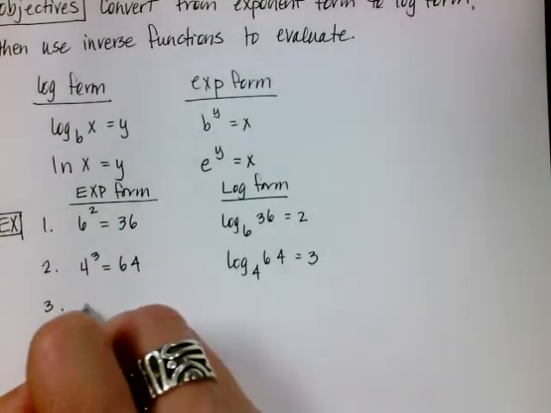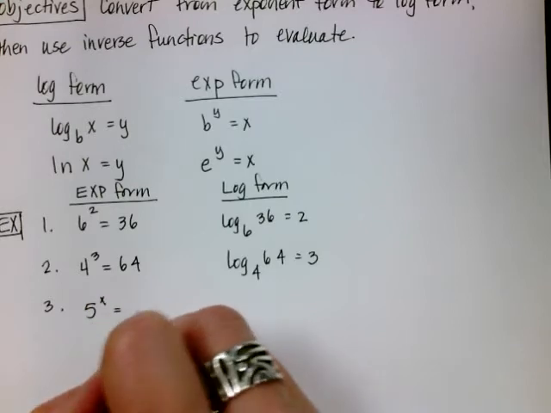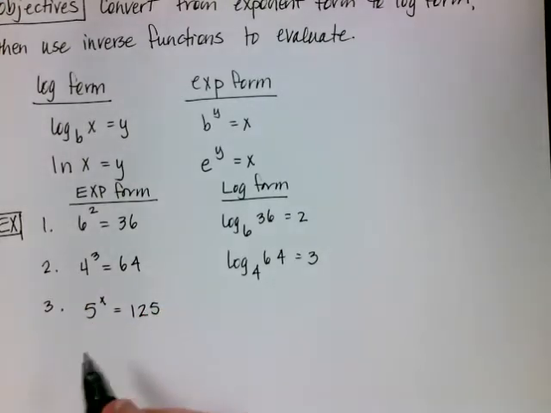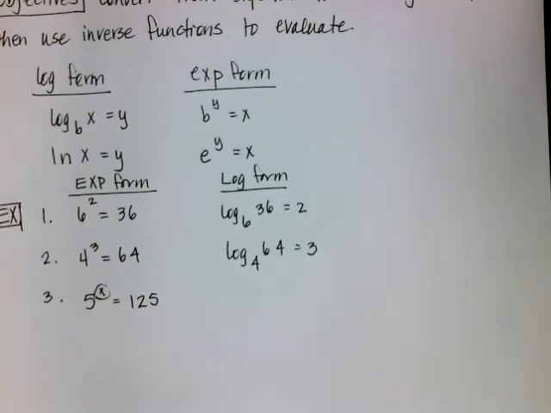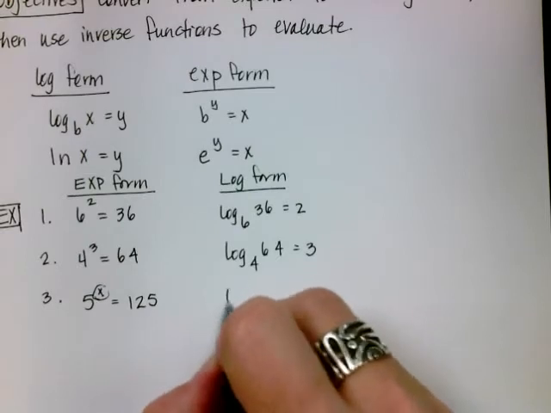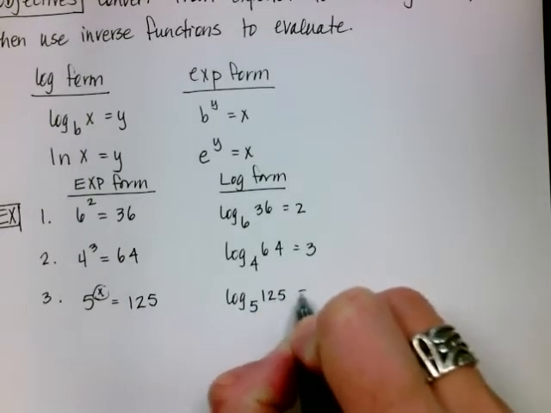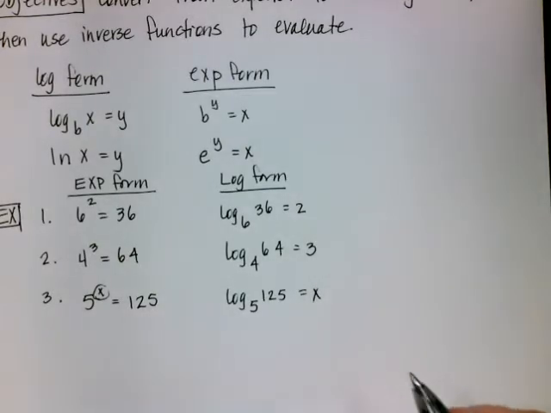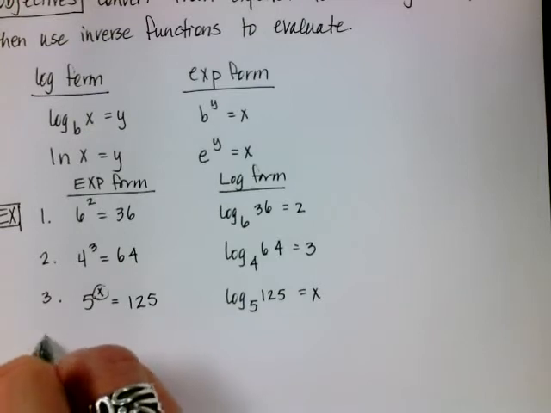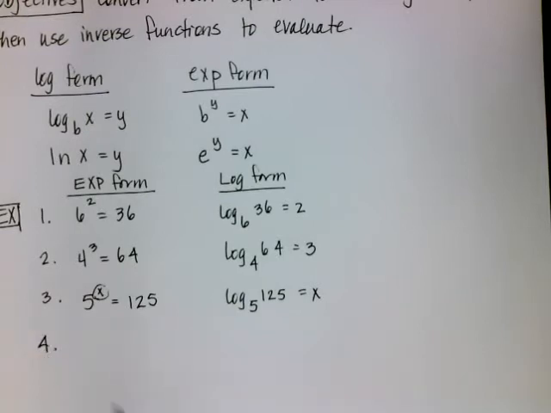The third one, 5 to the x is equal to 125. So notice that my variable is up, and the only way that I can solve is by using my logs and exponents. So I'm going to go back to log form. The log base 5 of 125 is equal to x. Okay? So now I've isolated my x, and I can actually solve for x. You can't yet, but we will soon.